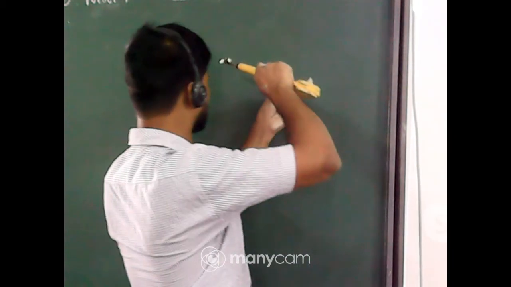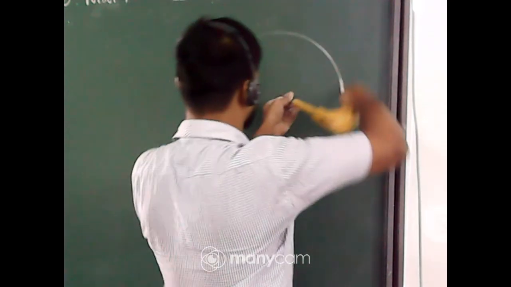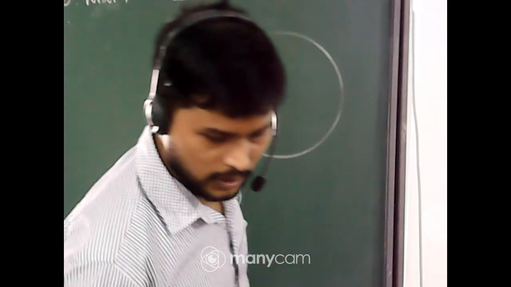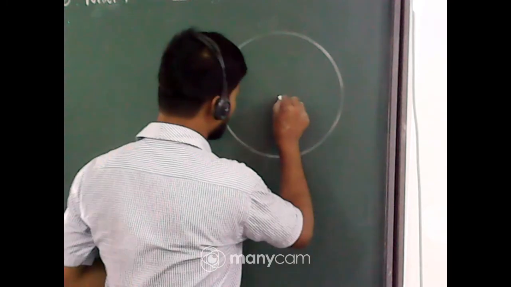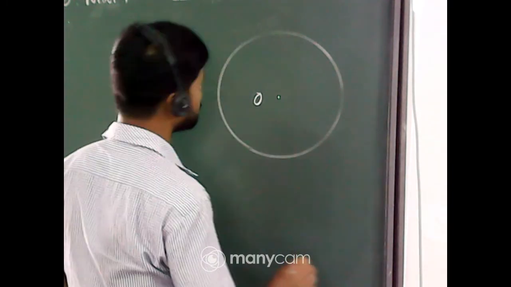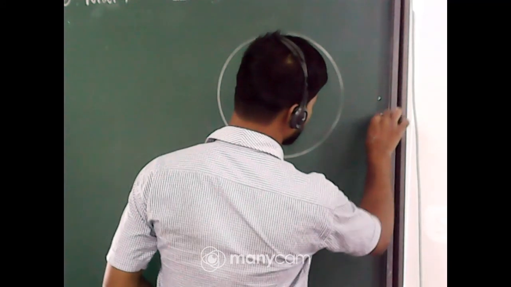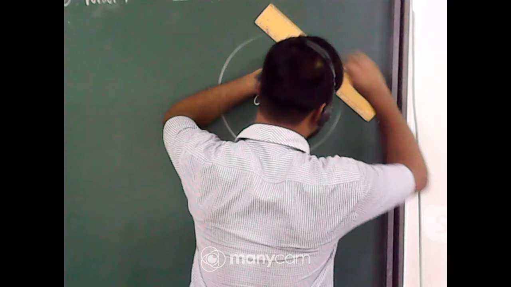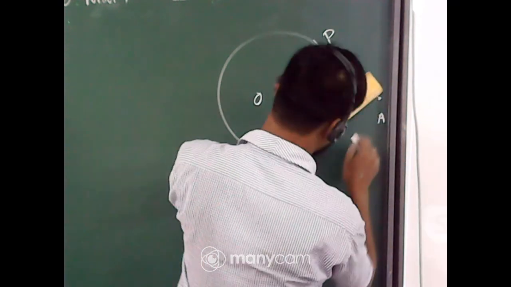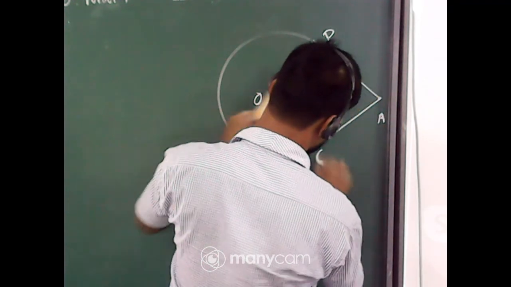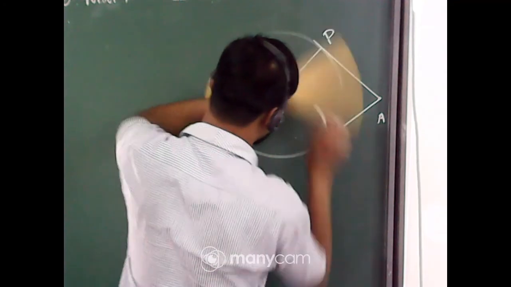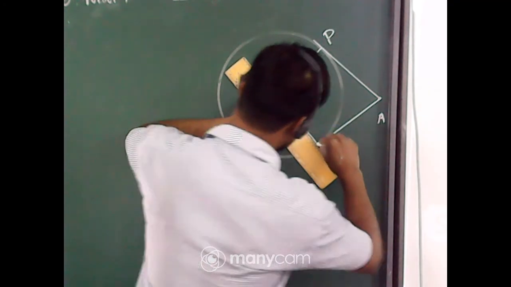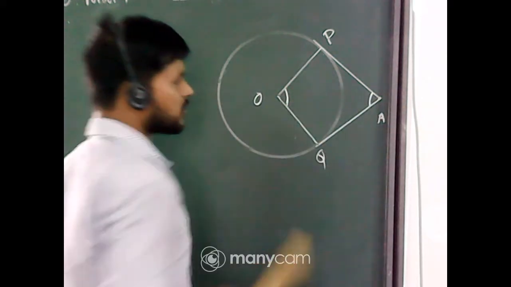Okay, so let's draw a circle. This is our circle, and this point is the center O. We're taking a point, suppose A. Here this point is A, and from this point let's draw two tangents, one is AP and one is AQ, and join these two points with the center O. We have to prove this angle and this angle are supplementary to each other.